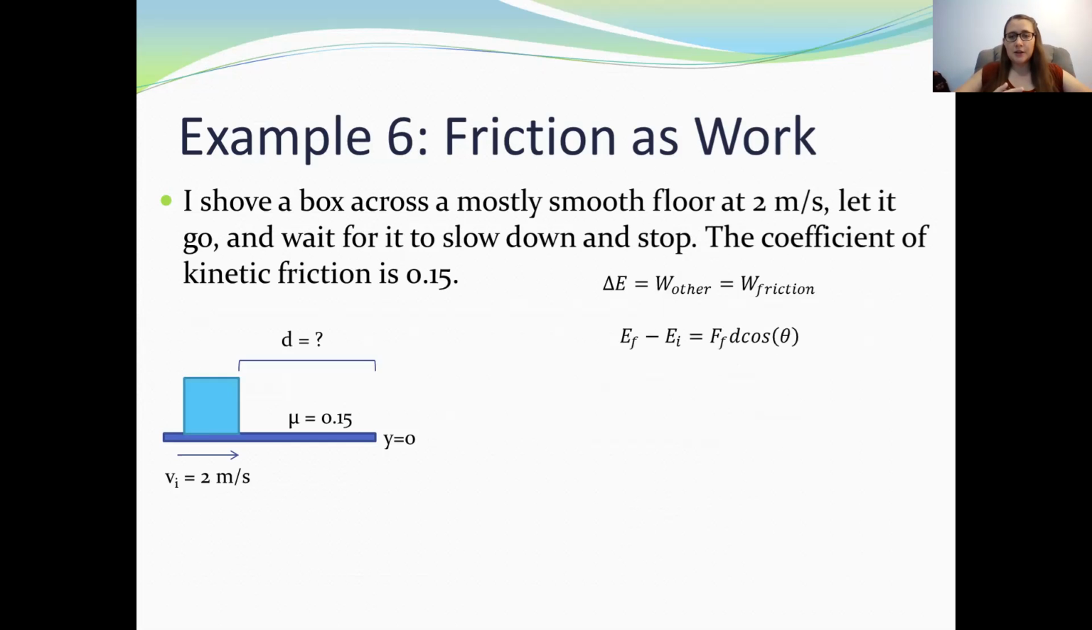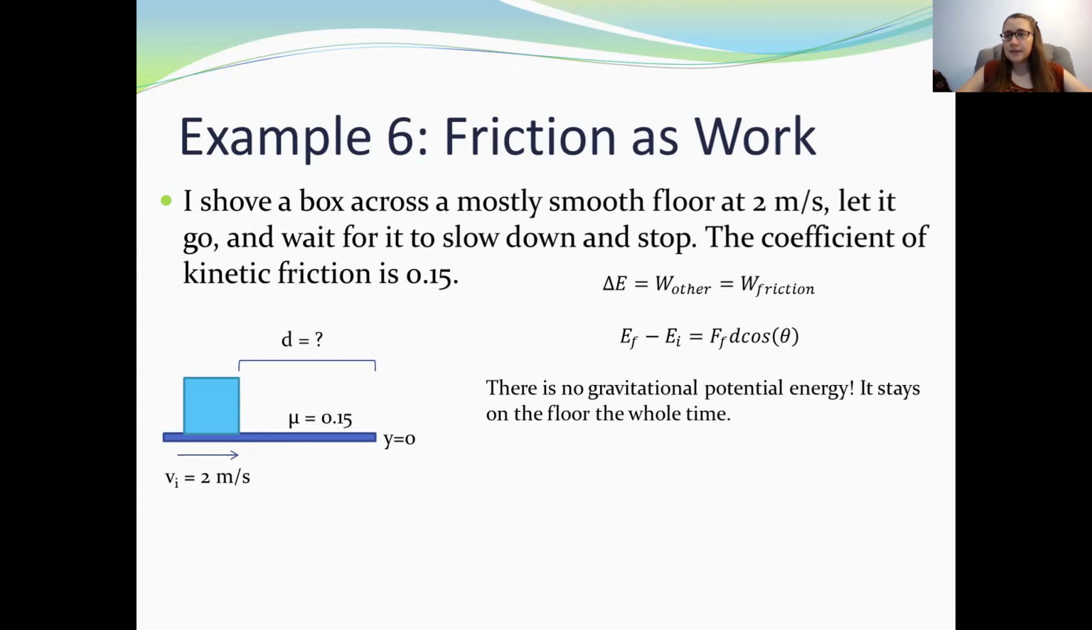So our change in energy is the final minus the initial. And now thinking about work done by friction, remember work, as we talked about last week, is the force times the displacement times the angle between the two of those. Right, so we have our force of friction times the displacement that it moves, which we don't know, times the angle between those two.